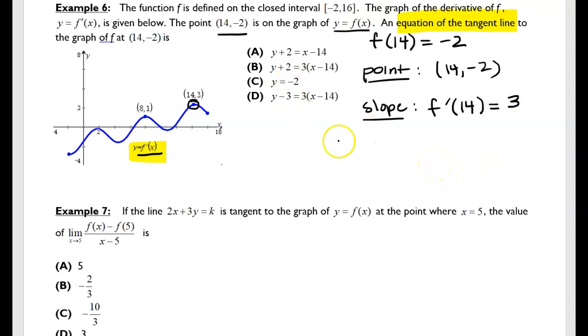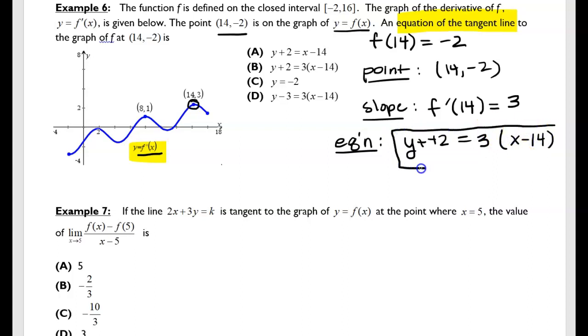So now I can write my tangent line equation. y minus y1 equals my slope, my derivative, 3 times x minus 14. And you can leave your answer just like that. I guess we should check and make sure we see that the multiple choice option is there for B. Otherwise, you might have to manipulate it a little bit to make it match up.